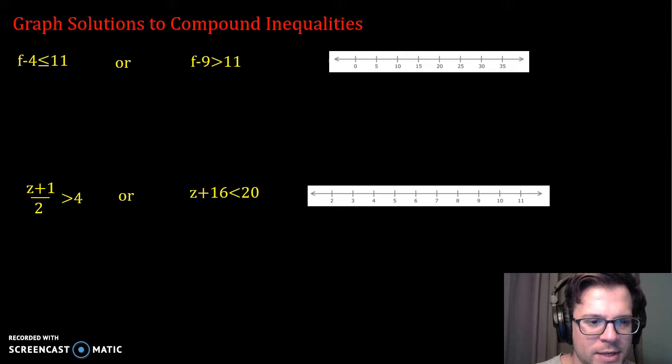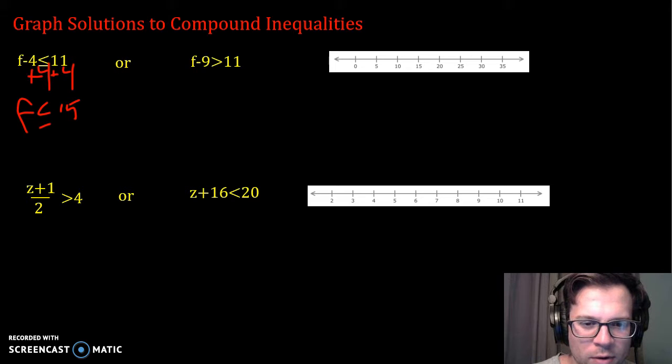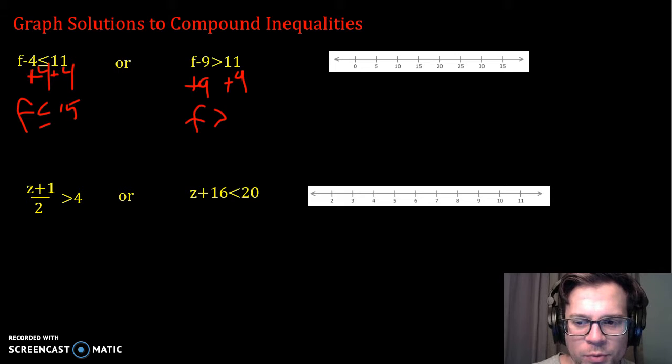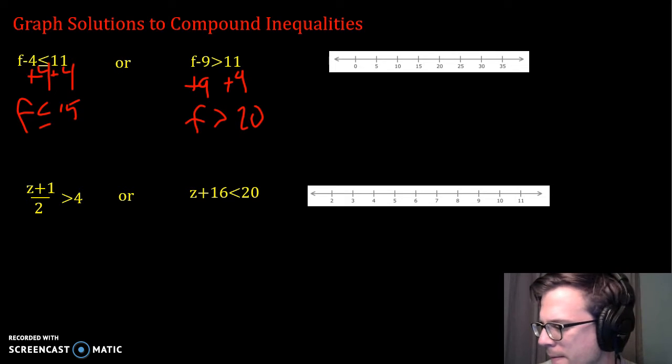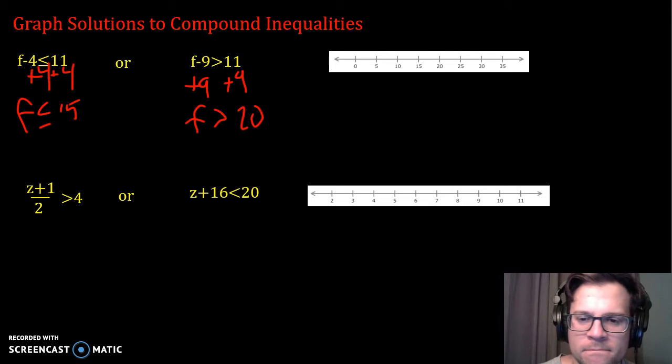So first thing we have to do is to isolate the variable, solve for f. Plus 4 on both sides, so we have 15 less than or equal to 15, or add 9 to both sides. F is greater than 20. So greater than 20.